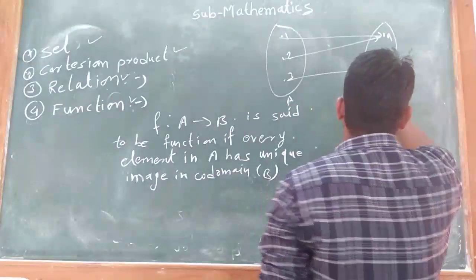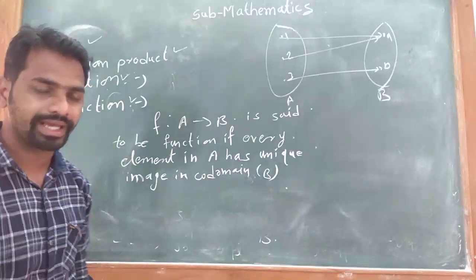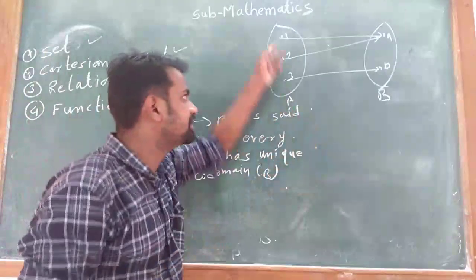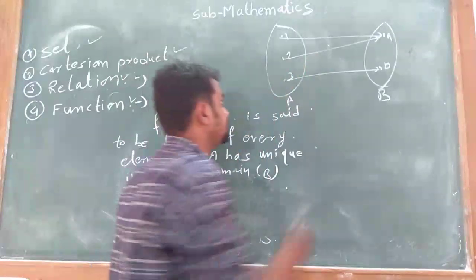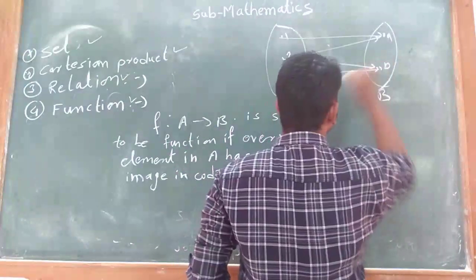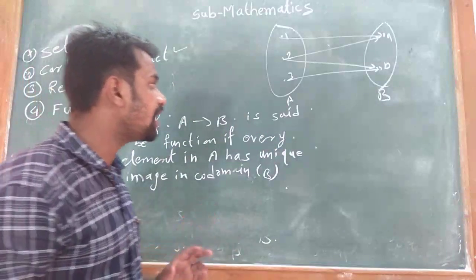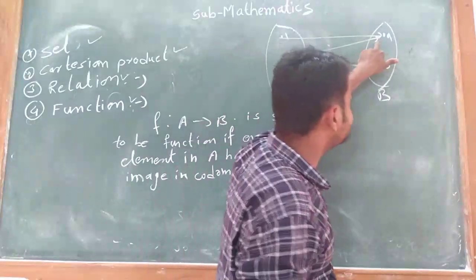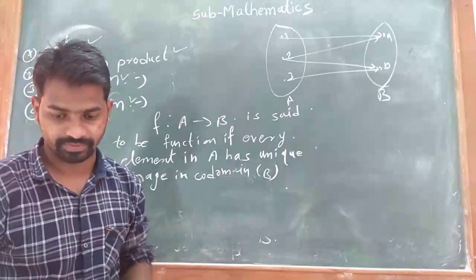If 3 goes to B, then this is a function. That is, 1 goes to A, 2 goes to A, and 3 goes to B is a function, because every element in the domain has an image and it is unique. Now, is this a function? It is not a function, because here 2 has two images, A and B.